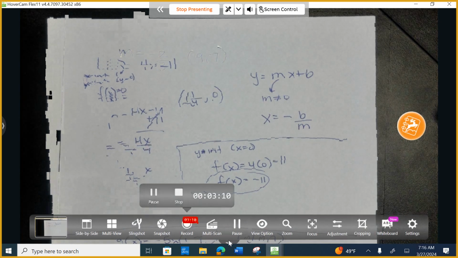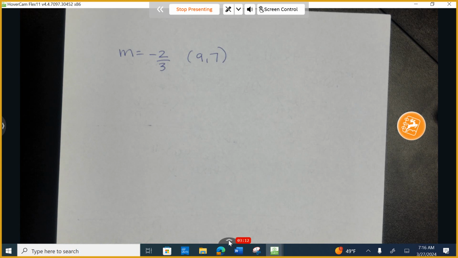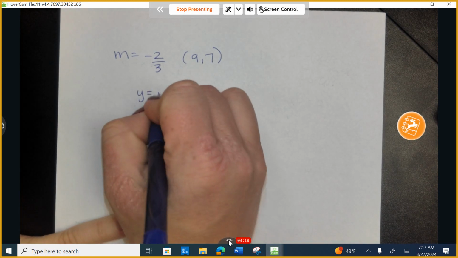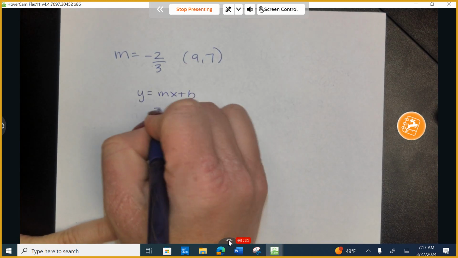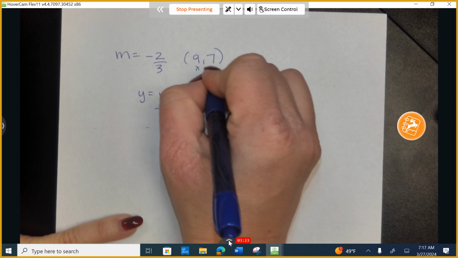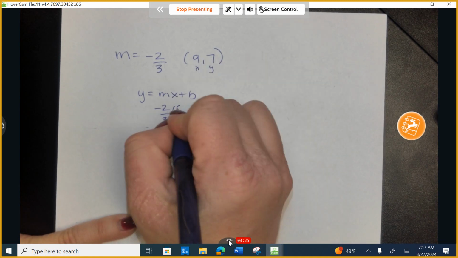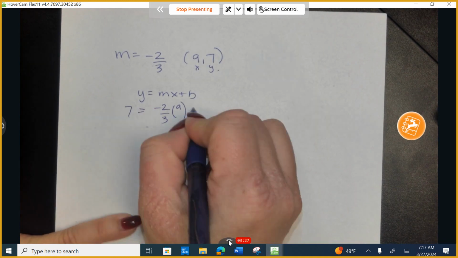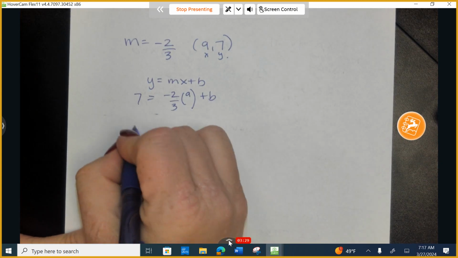A lot of this is review from 8th and 9th grade in the beginning of this packet. So now we're provided a slope and 1 point that is on this linear function, y equals mx plus b. I'm going to replace the m with negative 2/3. Notice this is the x and this is the y. Replacing x with 9, replacing y with 7, and I'm solving for the b.